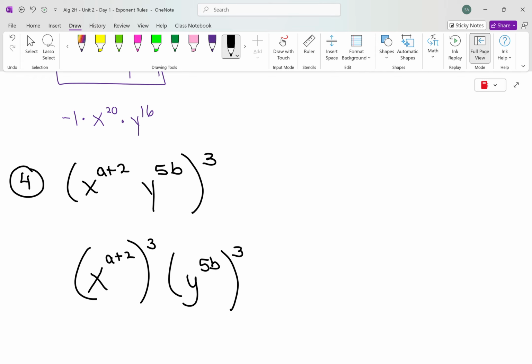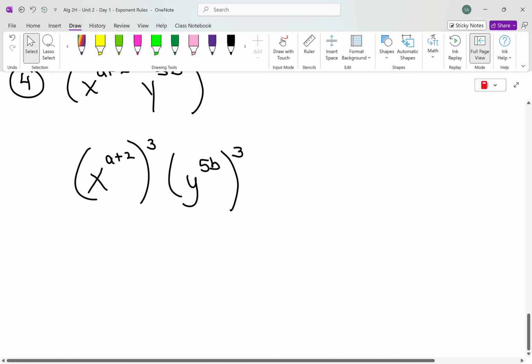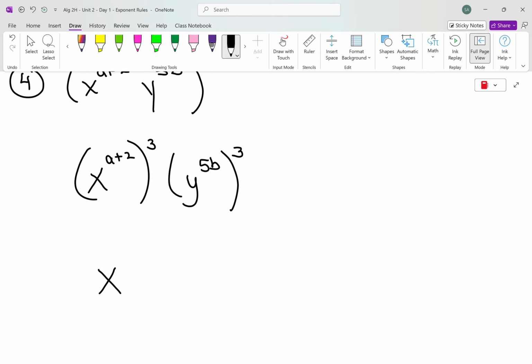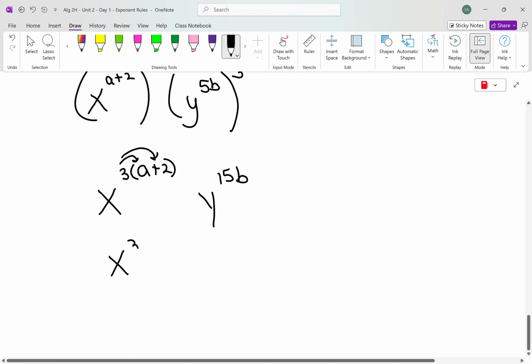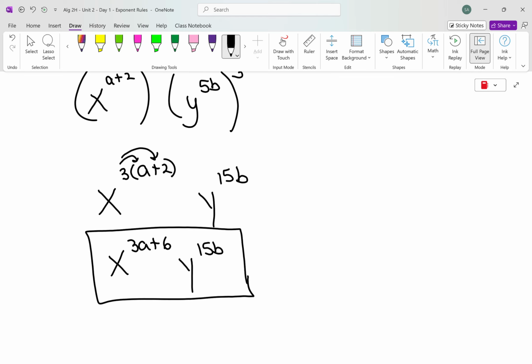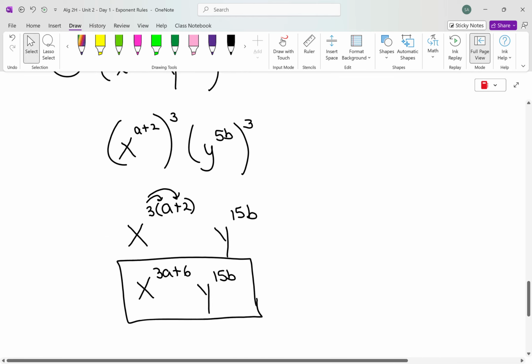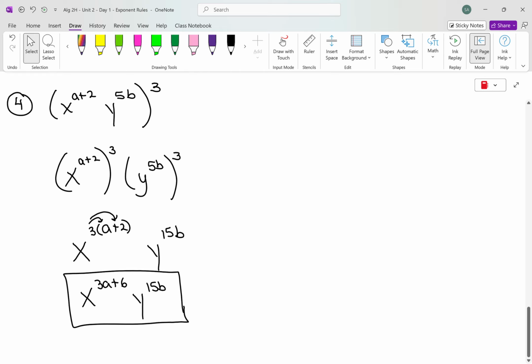So this becomes x raised to the a plus 2 raised to the 3rd power, y to the 5b raised to the 3rd power. Power to a power, we multiply. So this is going to be x raised to the 3 times the a plus 2 power. Is it important that I put that a plus 2 in parentheses? Yeah, because it's a binomial, I have to distribute it in. And then this just becomes y to the 15b. Distribute in that 3. So we have x to the 3a plus 6, y to the 15b.